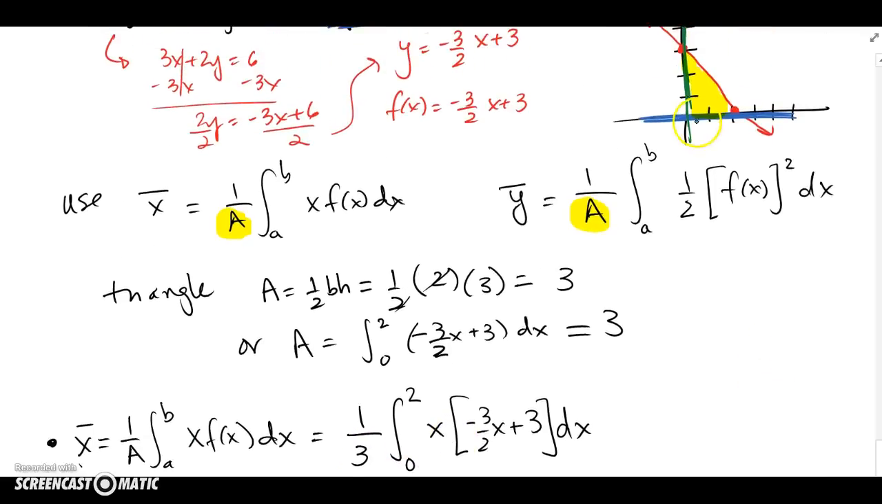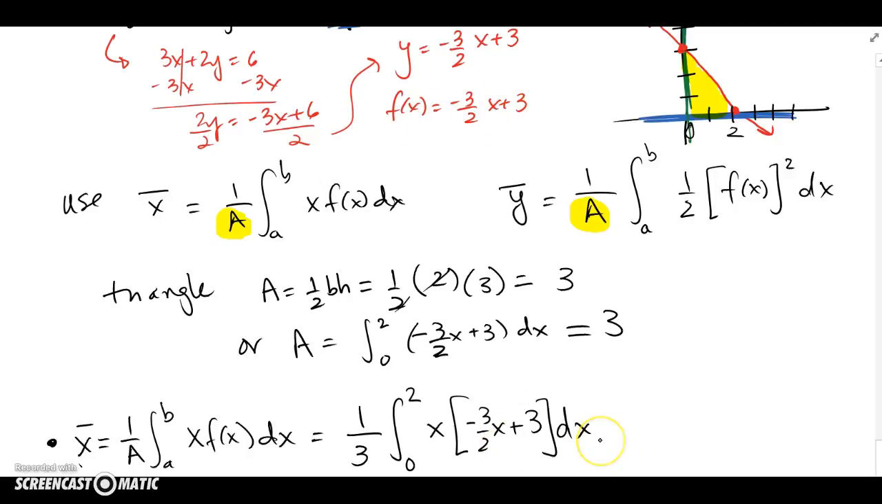Why from 0 to 2? Because I'm interested in this region that has x values going from 0 to 2. And then it's just x f of x, so x times whatever function you were looking at, and the function I'm looking at is -3/2 x plus 3.